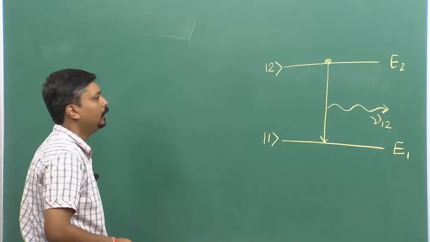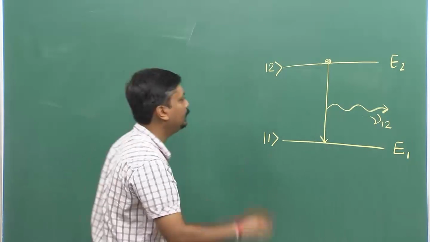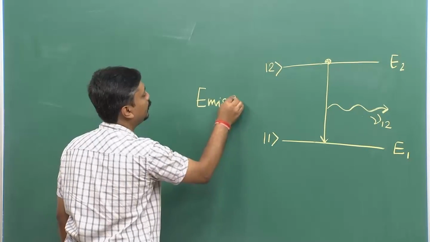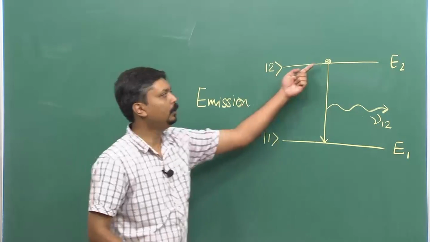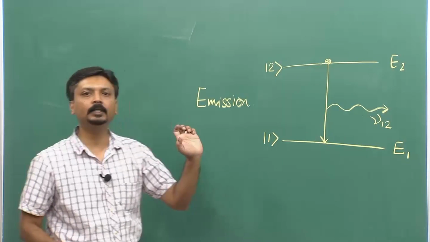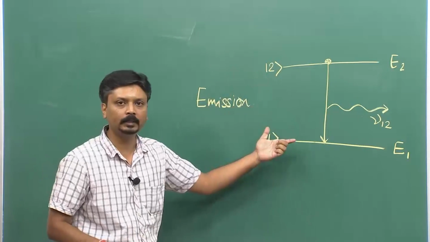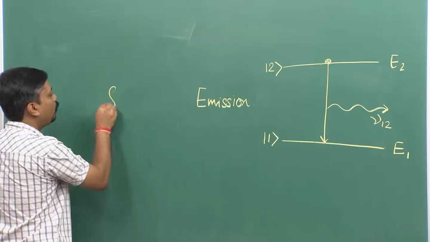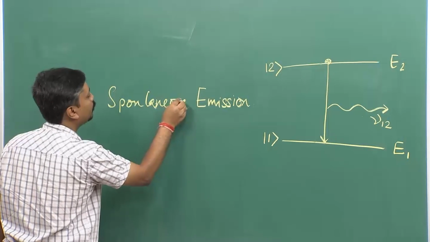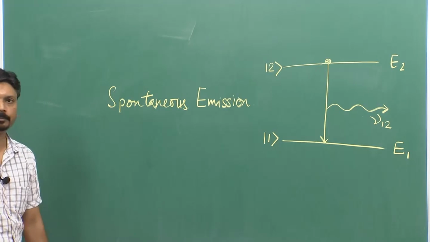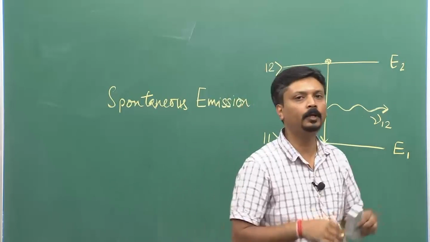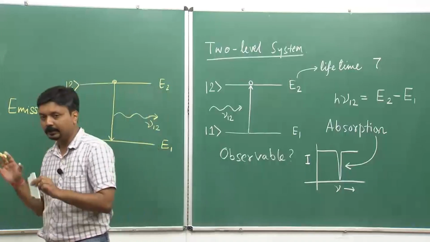Okay. So the first process was absorption, and this process is known, of course, as emission, because a photon is being emitted. Now, what kind of emission? We are not perturbing the system externally, so it is happening spontaneously, and therefore this is known as spontaneous emission. So, these are the two processes that people knew for a long time.